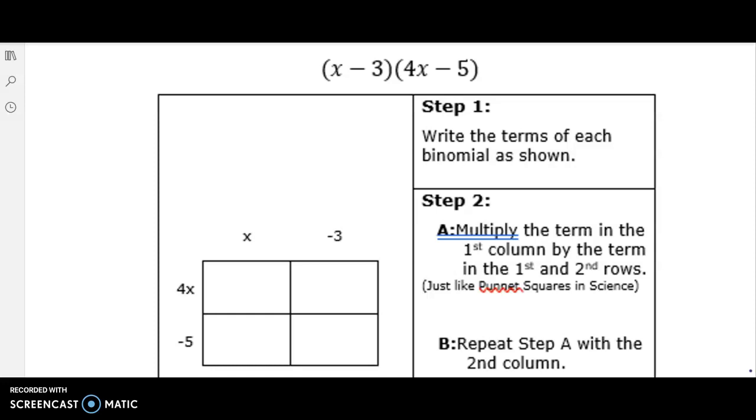Draw your box. Since each of our sets of parentheses has 2 terms, x minus 3 is 2 terms, and then 4x minus 5 is 2 terms, that means we want a 2 by 2 box, creating 4 squares. Okay, so x minus 3, you'll notice I put along the top. You could put x minus 3 on the side. It doesn't matter which one goes on top and which one goes on the side. And then we've got 4x minus 5 on the side here. Notice that the 5 has the negative or the minus in front of it. That is very important.